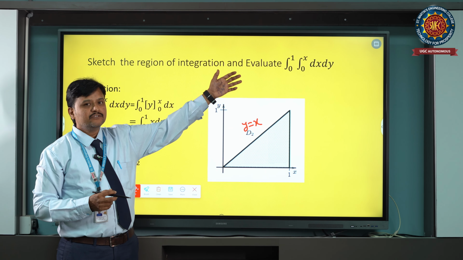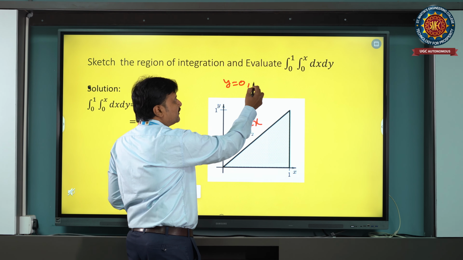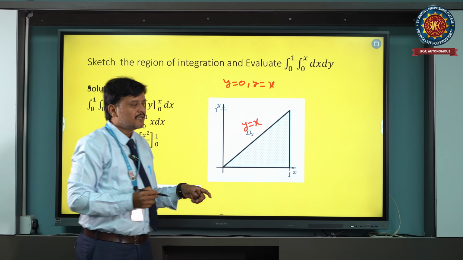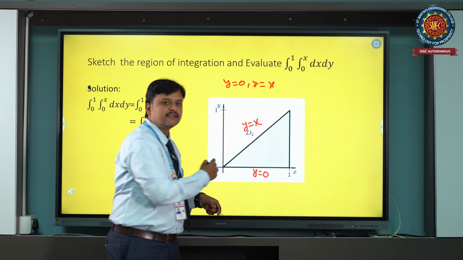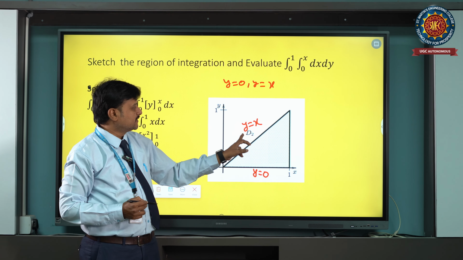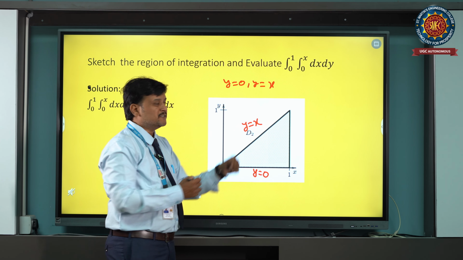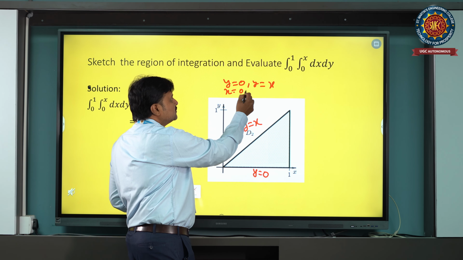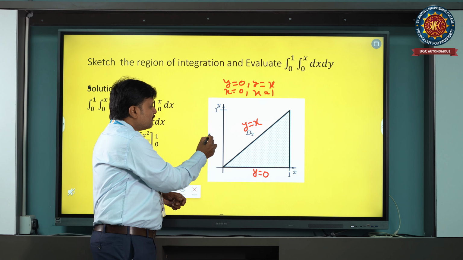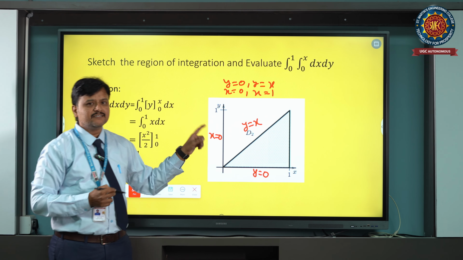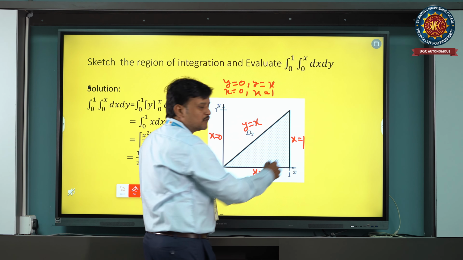But here, by using the limits, what are the limits? y is equal to 0, y is equal to x. So y is equal to 0 is nothing but the x axis. On the x axis, the y coordinate is 0, and y is equal to x. So this is a line, the line y is equal to x. And what are the x limits? x is equal to 0, x is equal to 1. So x is equal to 0 is nothing but the y axis. On the y axis, the x coordinate is 0, and x is equal to 1, which is parallel to the y axis.